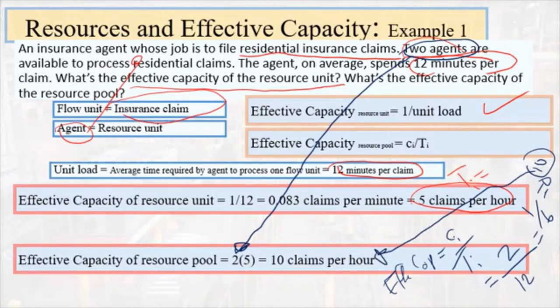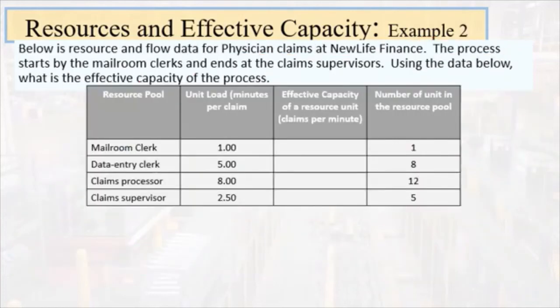Okay. So basically, this is a good question because it's asking us about the effective capacity of one resource unit and the effective capacity of the whole resource pool. So notice they are 2 different things because one is for the whole resource pool, which includes all the different resource units within that pool, and the other one is simply the effective capacity of that one resource unit. So let's move on to another example.